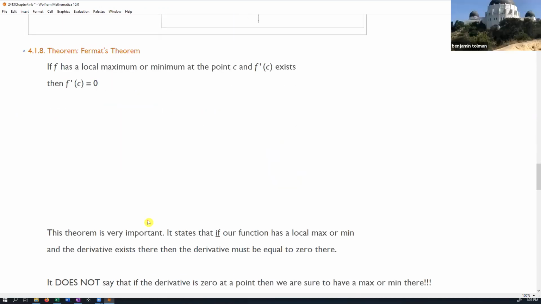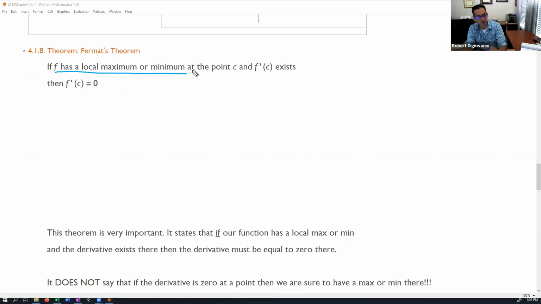All right, so now we move on to the next theorem, which says that if a function f has a local maximum. Remember, local meant that you're not necessarily the highest point in the whole graph, but locally you are. If a function has a local maximum or a local minimum at some point c, there are two conditions that have to be met here. If we have a local max or min, and the derivative exists, the conclusion is that the derivative must be 0.